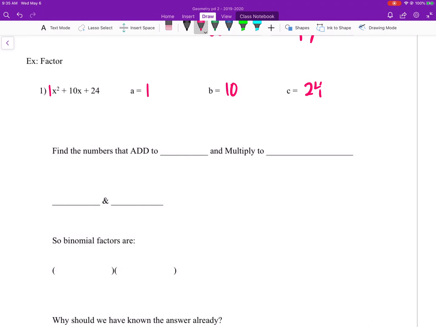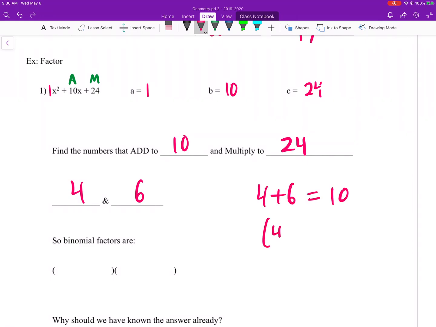So we're going to find the numbers that add to 10 and multiply to 24. Your Algebra 1 teacher might be writing AM like that. We need values that add to 10 and multiply to 24. What are those two numbers? Add to 10, multiply to 24. That would be 4 and 6. Right, because 4 plus 6 is equal to 10, and 4 times 6 is equal to 24.